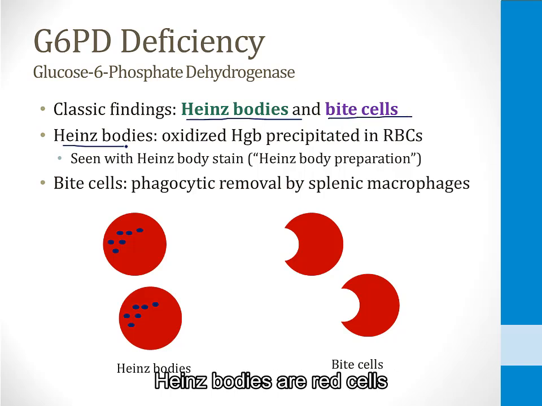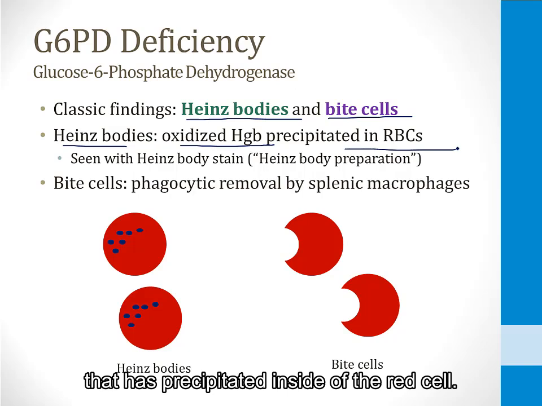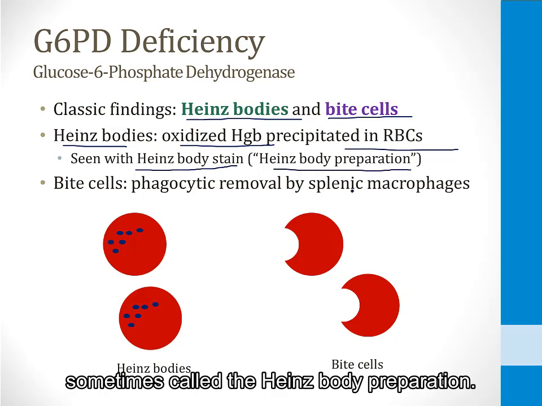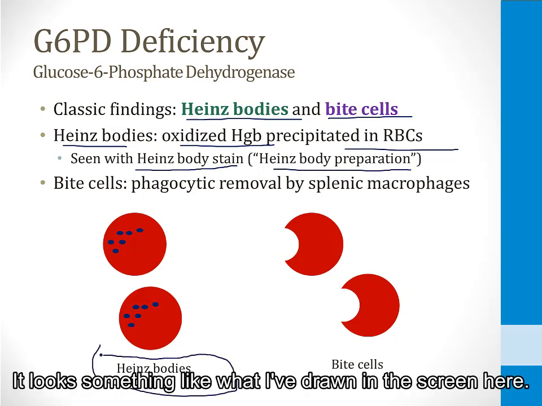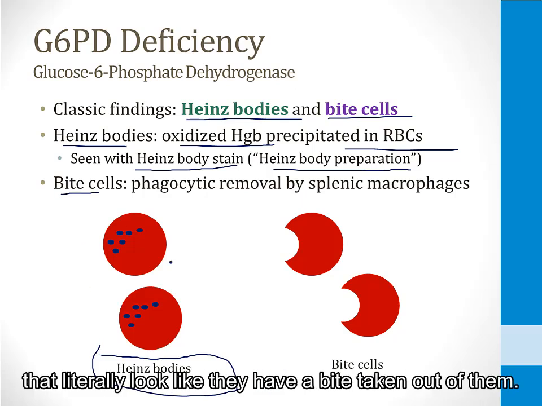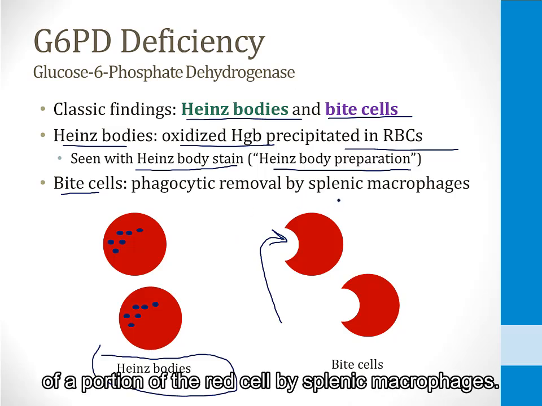Heinz bodies are red cells with small dark areas inside of them. The dark areas represent oxidized hemoglobin that has precipitated inside of the red cell. This is seen with a special stain called a Heinz body stain. It's sometimes called a Heinz body preparation. It looks something like what I've drawn on the screen here. They are red cells with these dark inclusions. Bite cells are cells that literally look like they have a bite taken out of them, and this is because of phagocytic removal of a portion of the red cell by splenic macrophages.